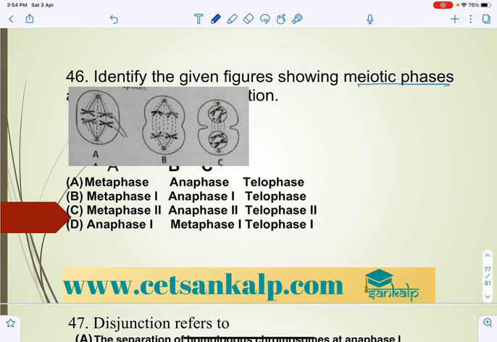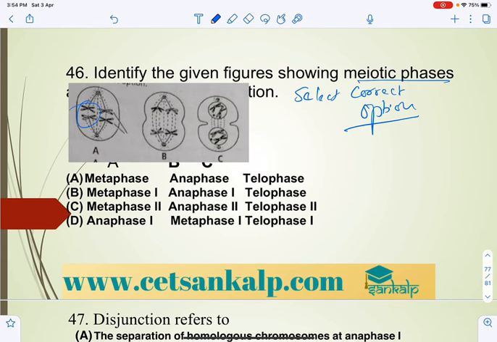So identify the given figure showing meiotic phases, and select the correct option. Here, in A, the chromosomes are going to start arranging, and one more thing you have to keep in mind is that these are homologous chromosomes. So it does not belong to metaphase, it is metaphase 1 of meiosis 1.